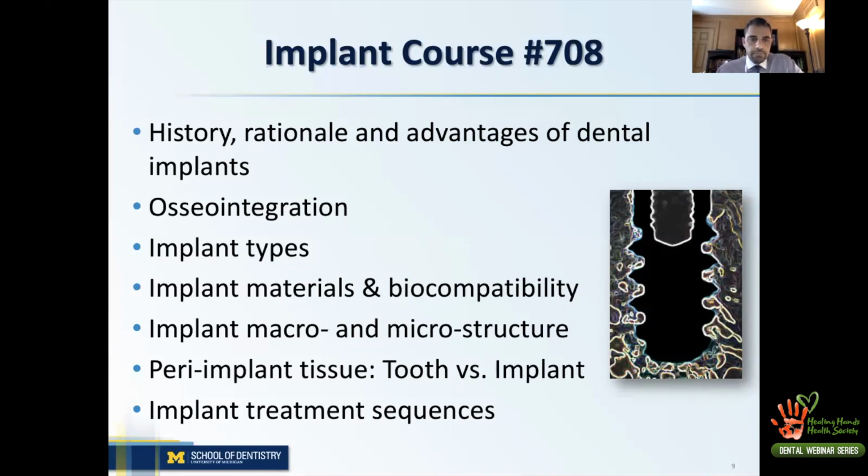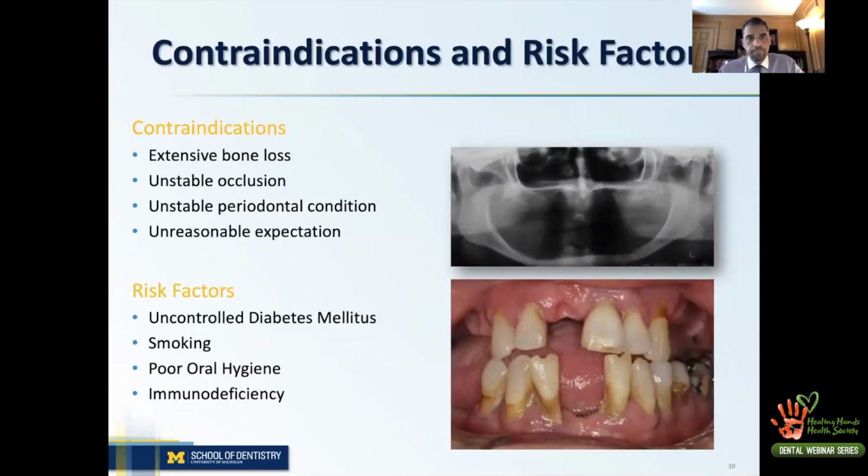We talk briefly about implant macrostructure and microstructure, peri-implant tissue, comparing tooth to implant, and Dr. Casabra did a very nice job explaining briefly some of the differences and similarities. We also cover the implant treatment sequence, which is really important. That's something we emphasize so that they do not miss anything during implant planning, because it's really critical to know how to sequence the treatment to give us a higher success rate. We talk about some contraindications and risk factors.